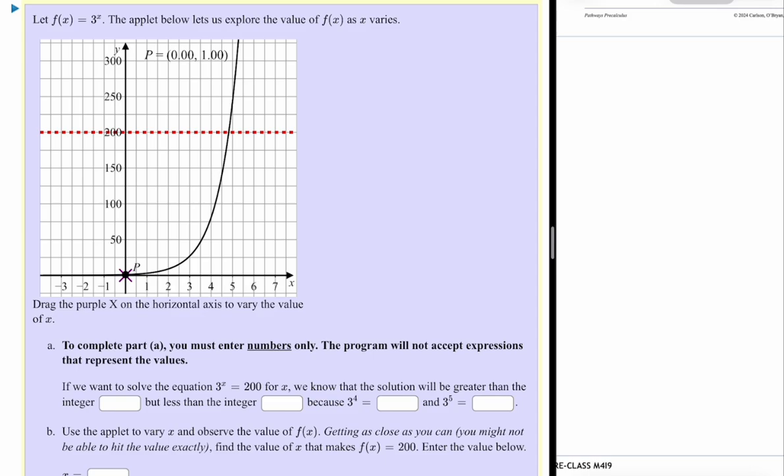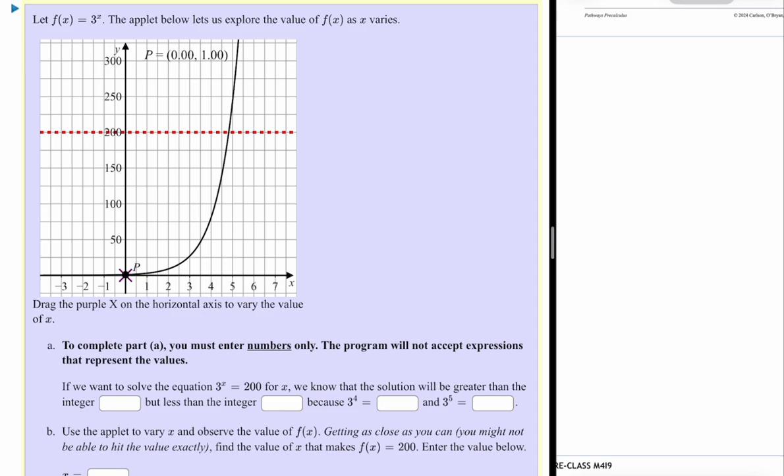It says to complete part A, you must enter numbers only. The program will not accept expressions that represent the value. So we can't solve it exactly. We're going to have to get numbers. It says if you want to solve 3 to a power of x equals 200, we know that the solution will be greater than the integer blank, but less than the integer blank.